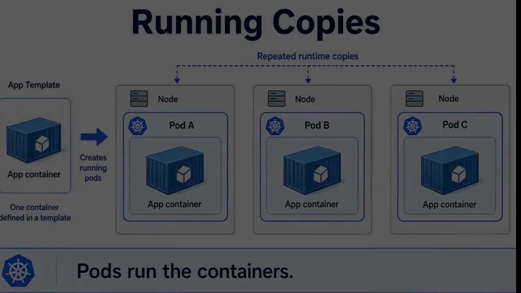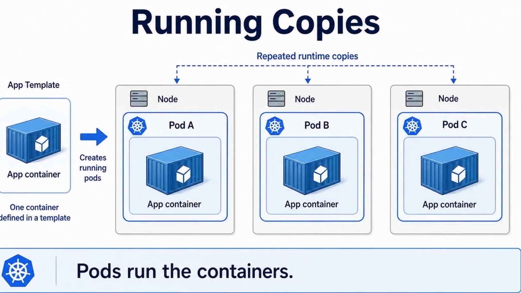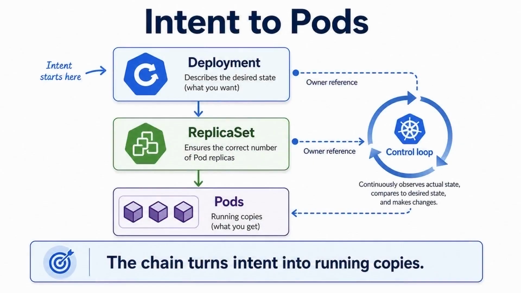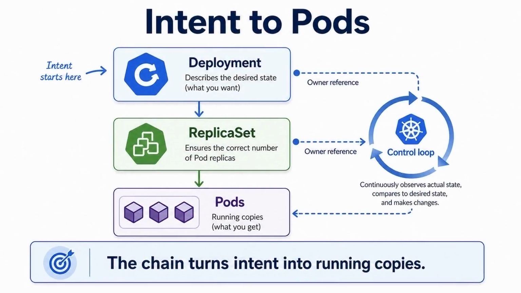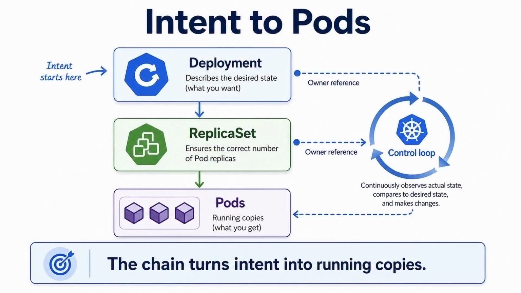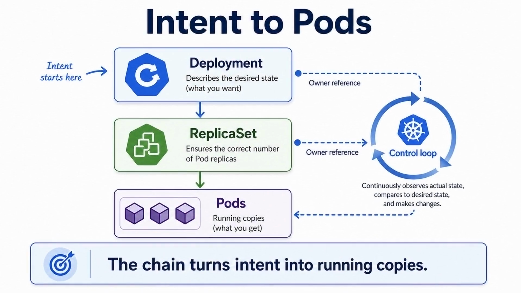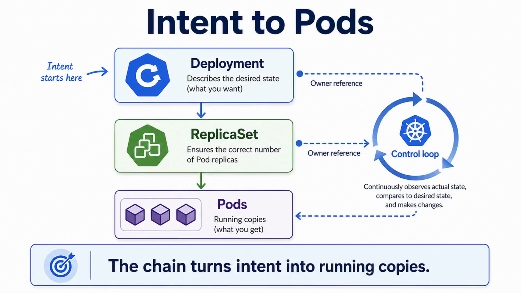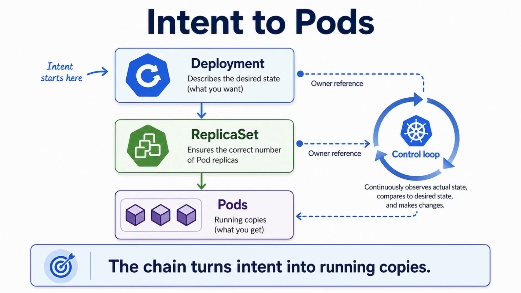Pods are the running copies. They hold the actual containers, network identity, and lifecycle state. They are the things that crash, restart, get rescheduled, and receive traffic through services. The owner chain is the important picture. The deployment owns the replica set. The replica set owns the pods. The control plane uses that chain to turn a high-level application change into the right running copies.